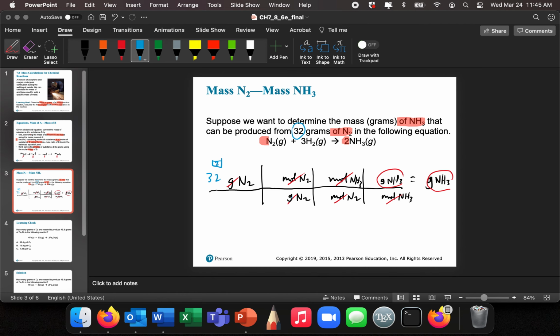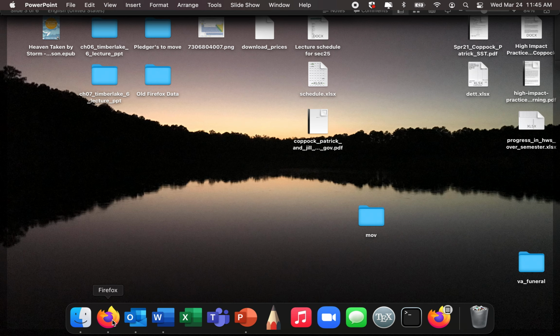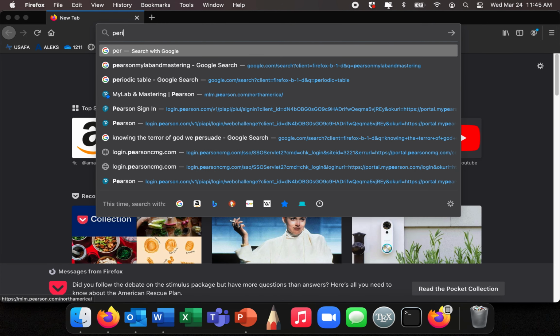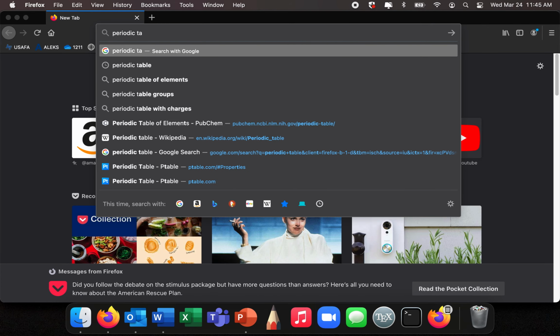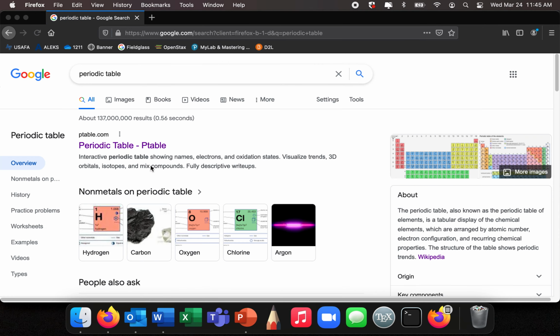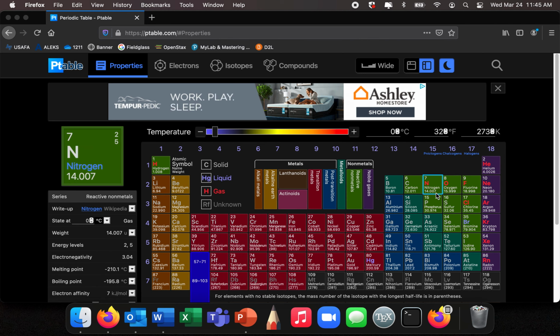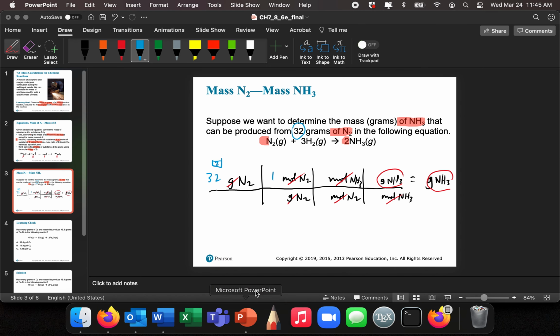Okay, and then the molar mass of nitrogen, it's 1 mole per how many grams? Let's figure that out. Do I still have that periodic table up? No, I don't. Okay, let's go back over here. Periodic table. This is the one I want. Nitrogen is 14.007. You see it there? 14.007. Let's go back over here. Oh, it's times 2 though, right?